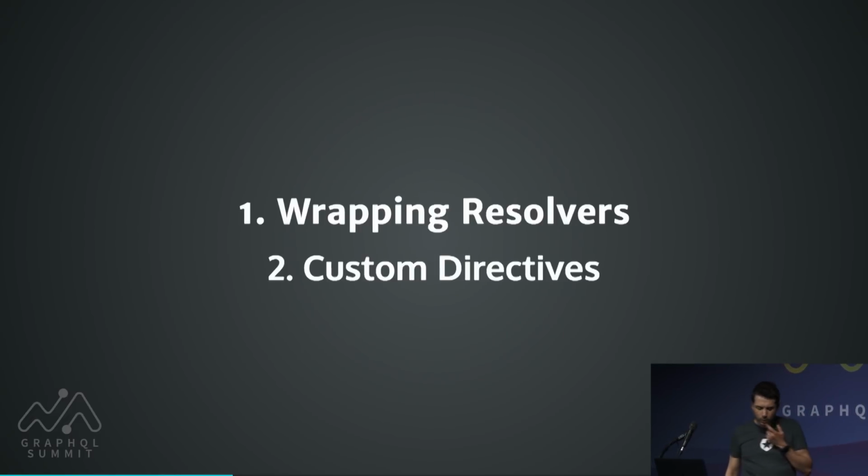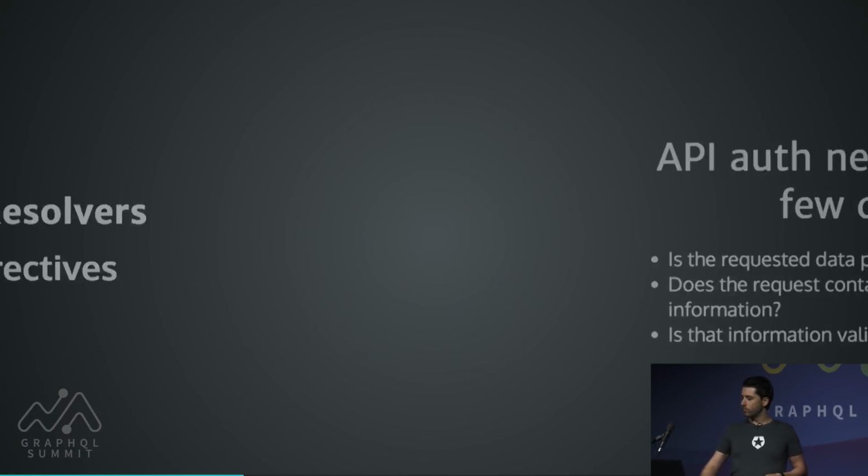So the first one that we'll look at is how we can maybe wrap our resolvers with something that is smart about authentication. The second one is how we would leverage custom directives. There's a very powerful thing within GraphQL, custom directives. We've seen a bit about that during the summit. We'll take a look at how we might use those to benefit ourselves at our API.